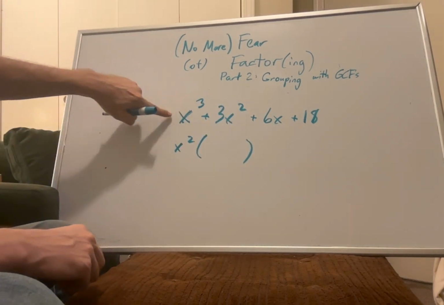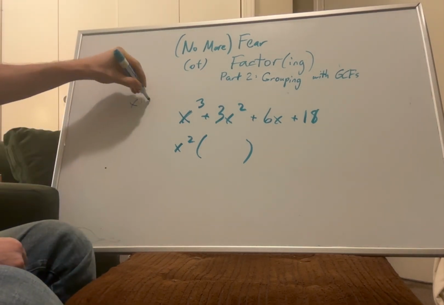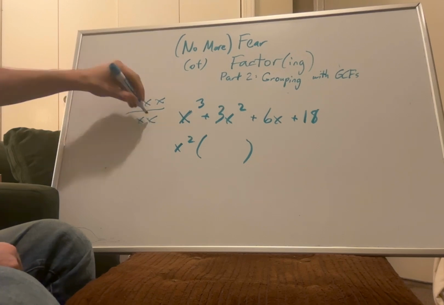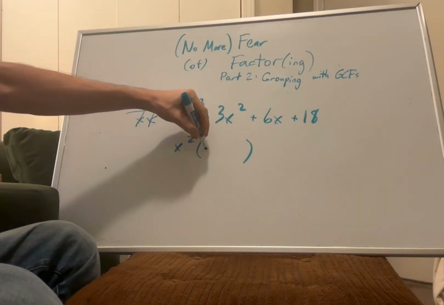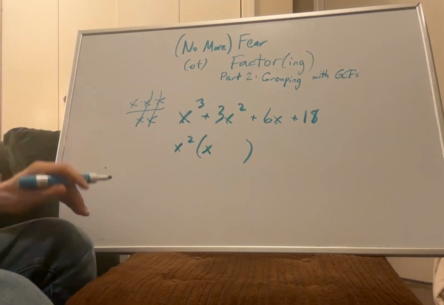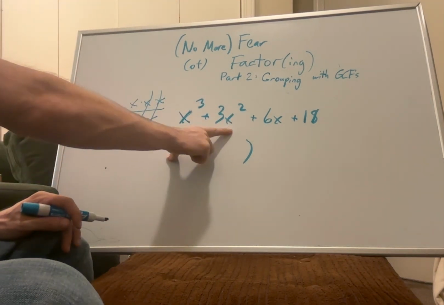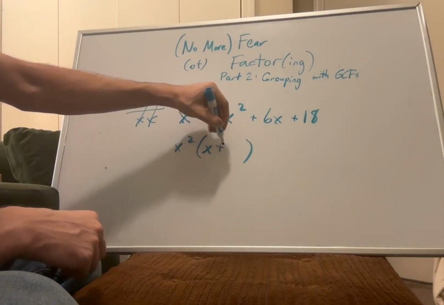Well, x cubed divided by x squared: remember, we'll have x times x times x on the top and x times x on the bottom. We can cancel out 2 factors of x, so we're just left with 1 factor of x here. And then 3x squared divided by x squared. Well, the x squareds will cancel in that case, so we're just left with plus 3.